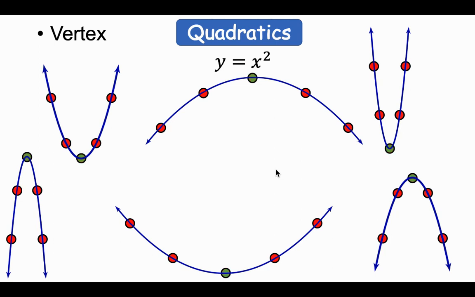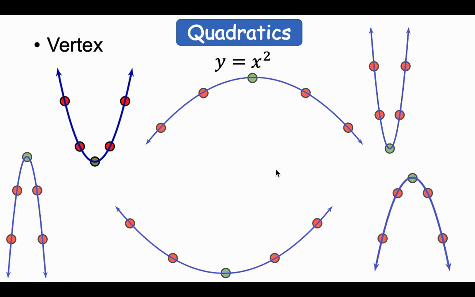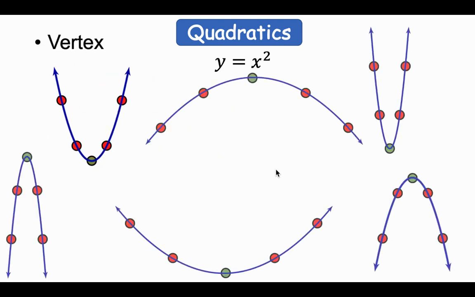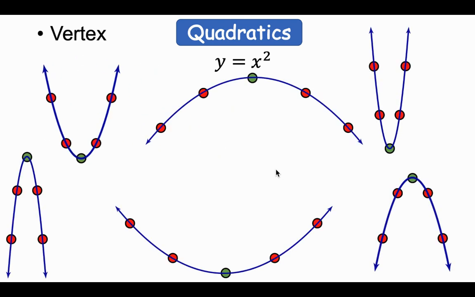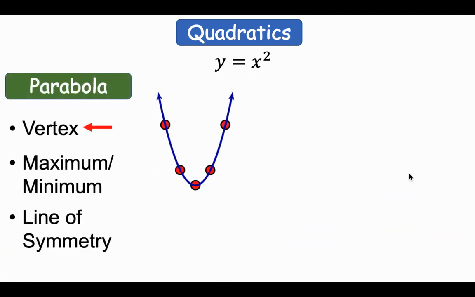And if you picked all of those green dots, you are correct. Every single one of those green dots is the vertex for each one of those parabolas, okay? It's right in the middle. All right, so that's a vertex.